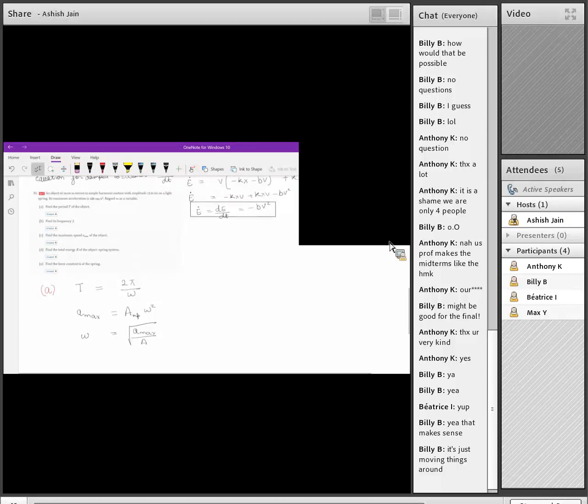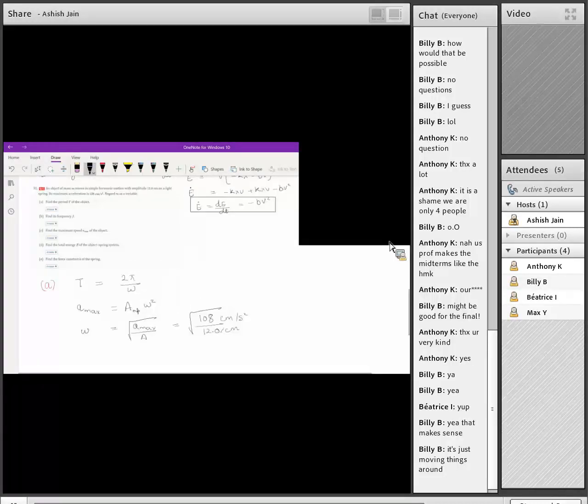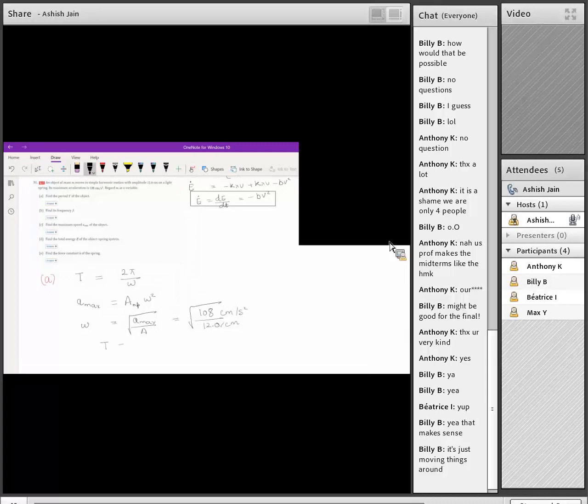Okay, and acceleration is given as 108 with an amplitude of 12.0 into 10 to the power minus 2, because it was in centimeters. Sorry, we don't need that because acceleration is also given in centimeters. Okay, so we have omega, we can use that to find the total time period.